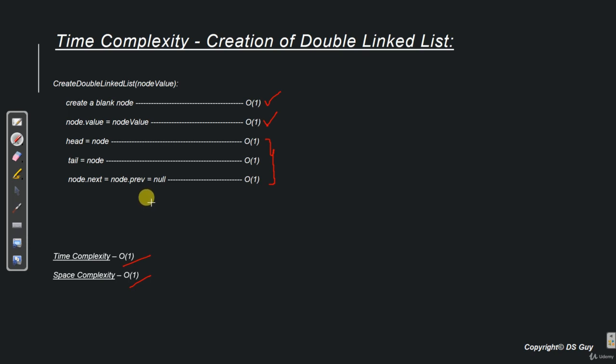Now one important thing to note here is that if we compare double linked list with a single linked list, the entire algorithm remains exactly same. The only difference that we see here is node.previous, because now we have a previous element also in every node, which was missing in case of single linked list.